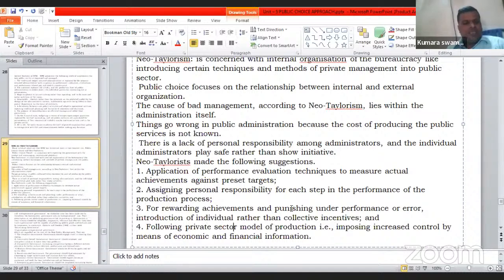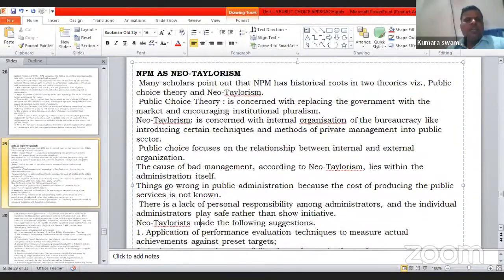So these are the few suggestions given by neo-taylorism. We have a question here: write about neo-taylorism. What do you mean by neo-taylorism? Neo-taylorism is one of the parts of the new public management. New public management is based on the public choice theory and neo-taylorism. As you know, public choice theory is based on replacing the government with the markets, and it encouraged institutional pluralism. Neo-taylorism also concentrates on different techniques and models like the private organization.